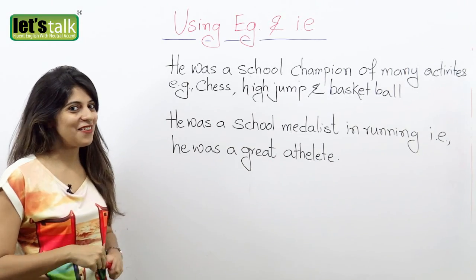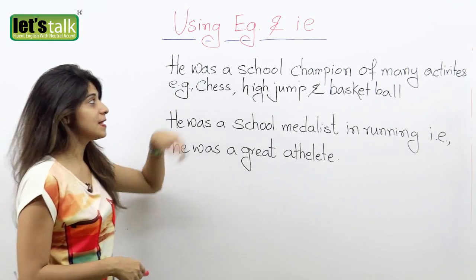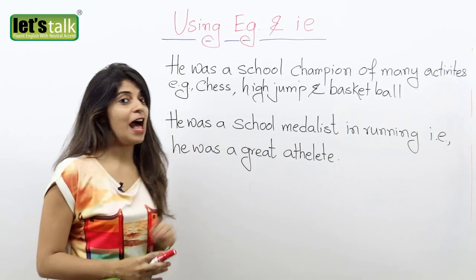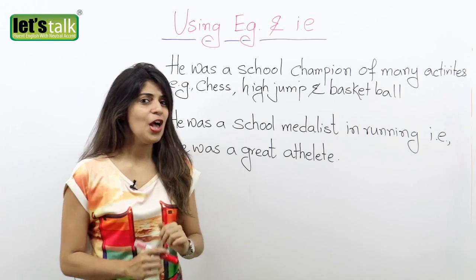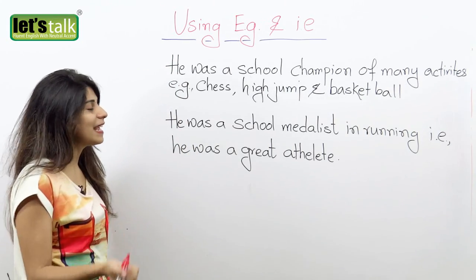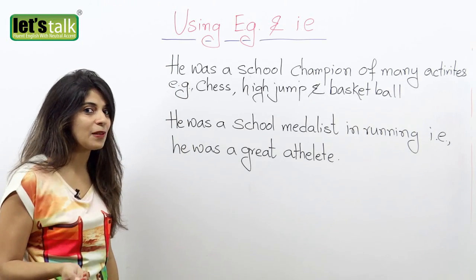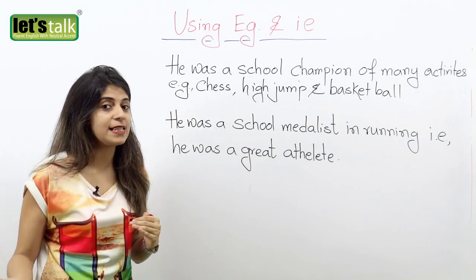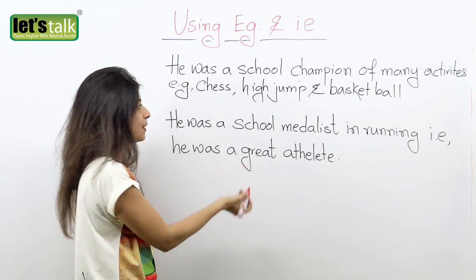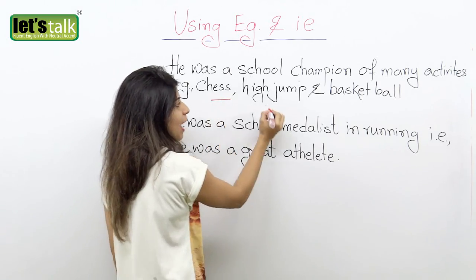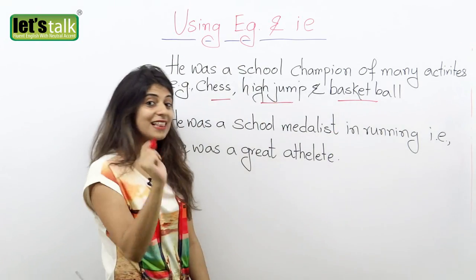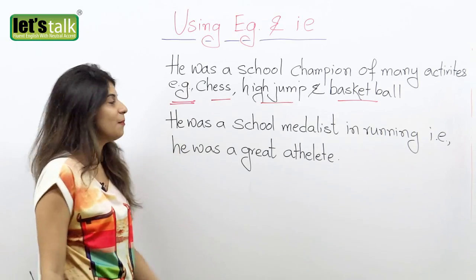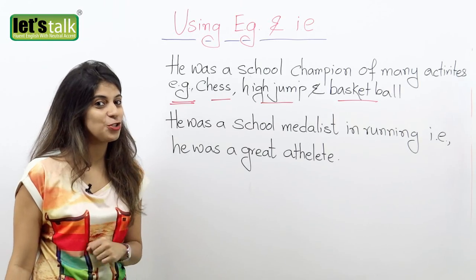So here I have another example for you. "He was a school champion of many activities, e.g. chess, high jump, and basketball." So in this sentence here, if you see, I am providing some examples. He was a school champion, but in what kind of activities was he a champion? Here are some examples. So I have listed chess, high jump, and basketball. And that's exactly the reason why I have used the abbreviated term of for example, that is e.g.